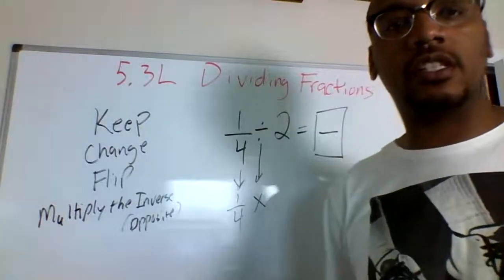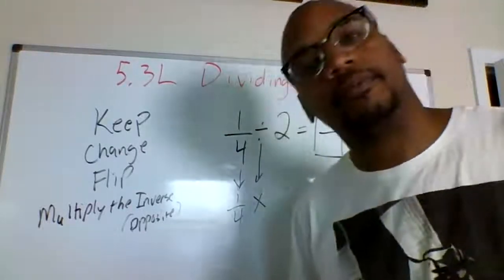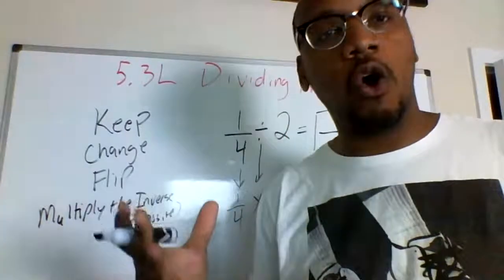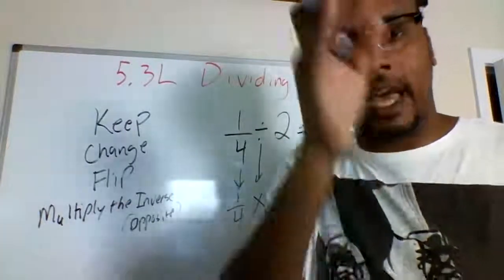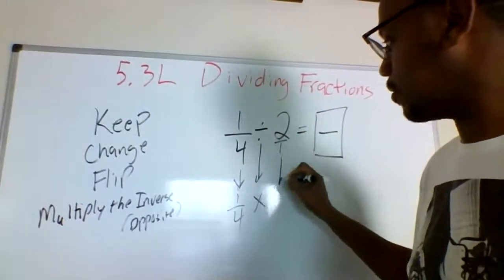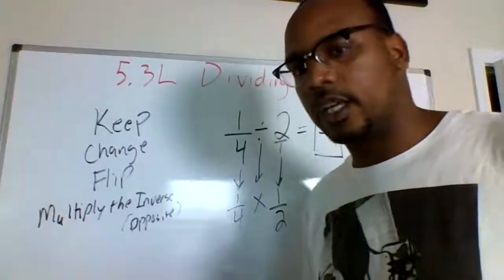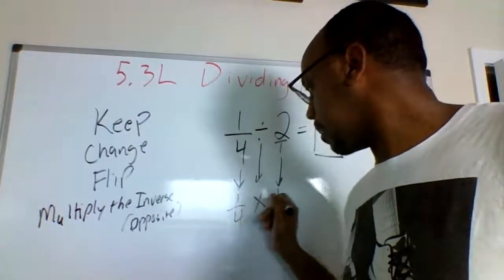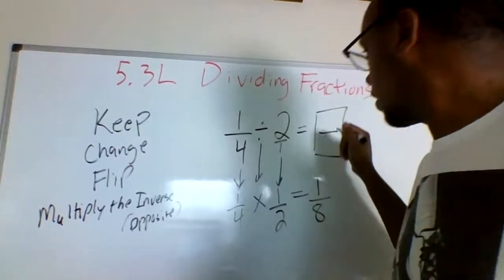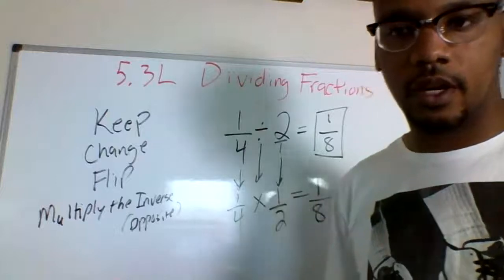And now that I've got the opposite operation, I need to do the opposite of the second number. Two wholes. Well, the opposite of having two wholes is to take one and chop it into two pieces. So the opposite of 2/1 is 1/2. That's the opposite. Now you multiply 1 times 1 equals 1. 4 times 2 equals 8. That's just 1/8.